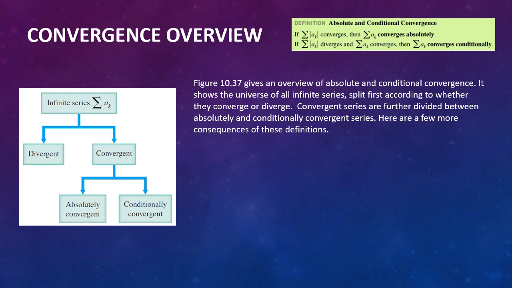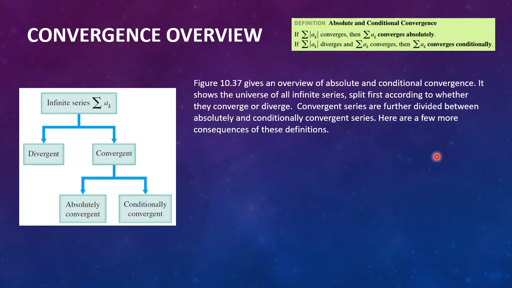So I think the flow chart here to the left, figure 10.37, gives an overview of absolute and conditional convergence in a simple way. So we can see here that when we have an infinite series, what we're first asking is, does it diverge or does it converge? We've been doing that throughout this entire chapter. So once we know it converges, then what we're going to do is figure out if it converges absolutely or conditionally. And we do that by looking at the infinite series with only positive values, etc. So here it is in kind of words.